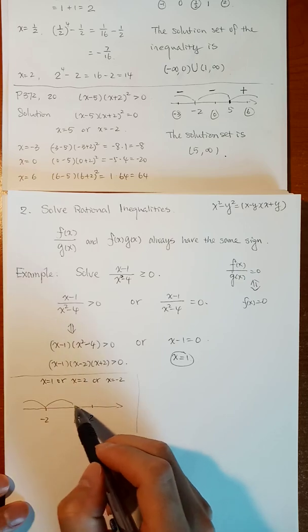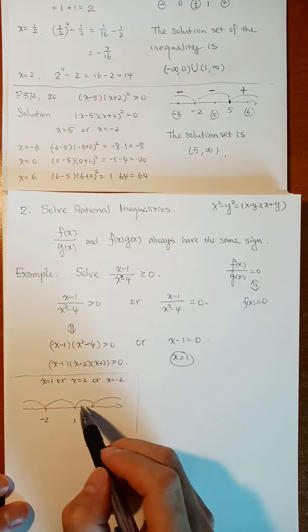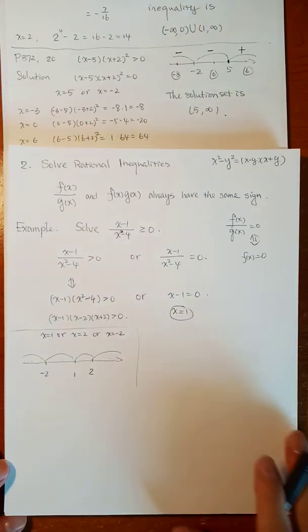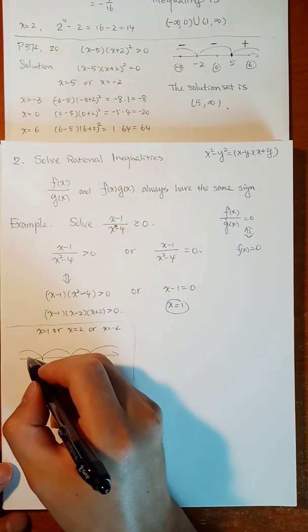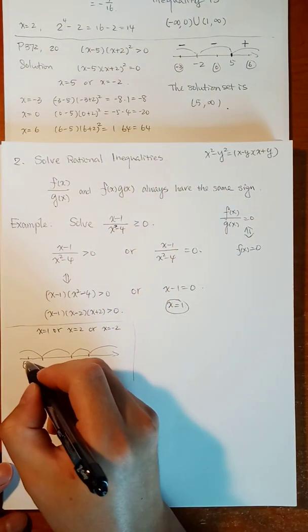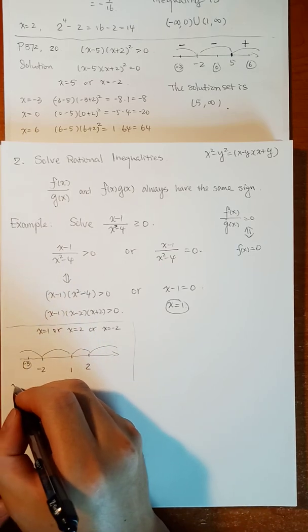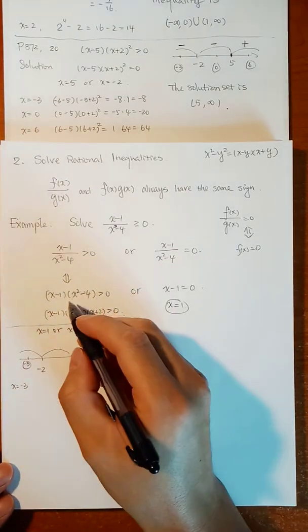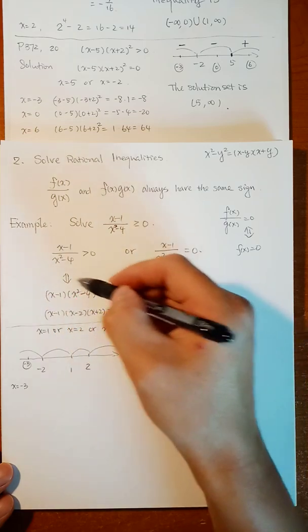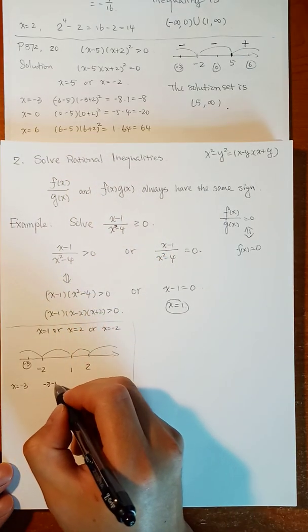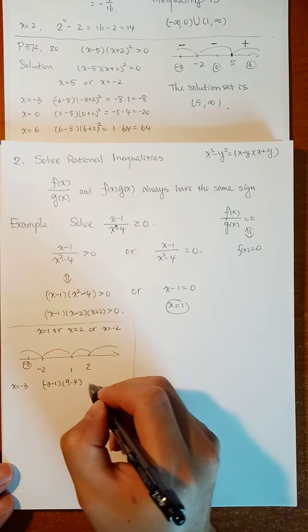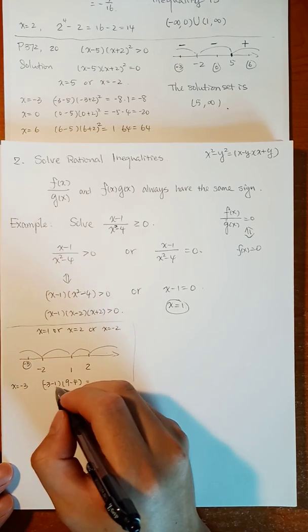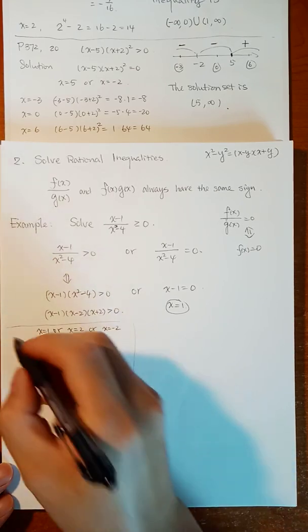And we have 4 regions. 1, 2, 3, 4. We have 4 regions. And when you have more regions, you need more tests. So you're going to pick, for example, negative 3. Then x is negative 3. You evaluate this. It's negative 3 minus 1, negative 4. Negative 3 squared is 9, 9 minus 4 is 5. So it's negative 4 times 5, negative 20. So it's negative.